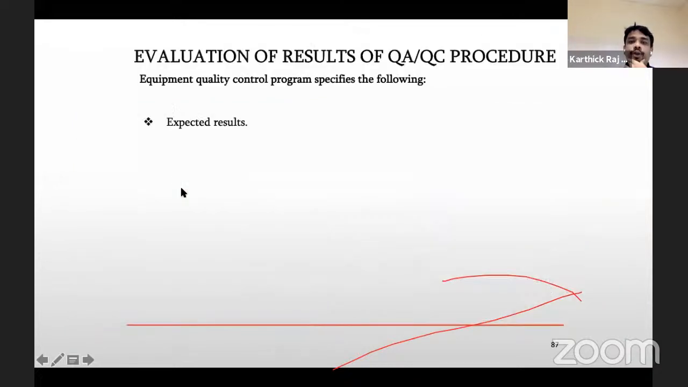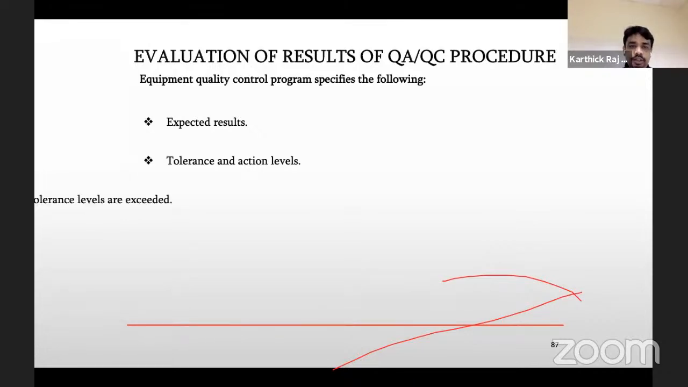When you do the evaluation of a QA/QC result, expected results have to be checked, like what you are expecting, and check your tolerance level. As I told you, you have to keep your tolerance level. Up to here, there is no action level. Otherwise, if there is an action level for everything, sometimes you will overcorrect, as I explained with the imager correction in the setup images. So action is required when the tolerance levels are exceeded.